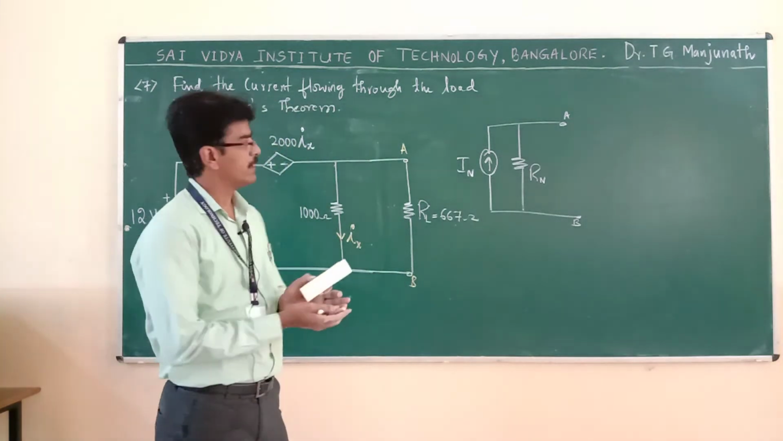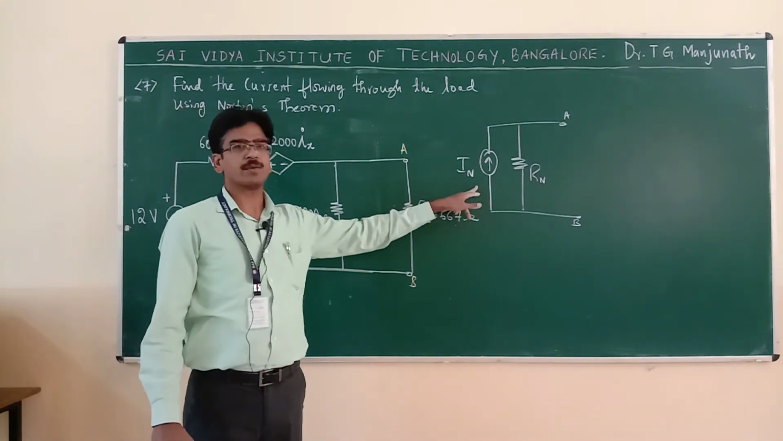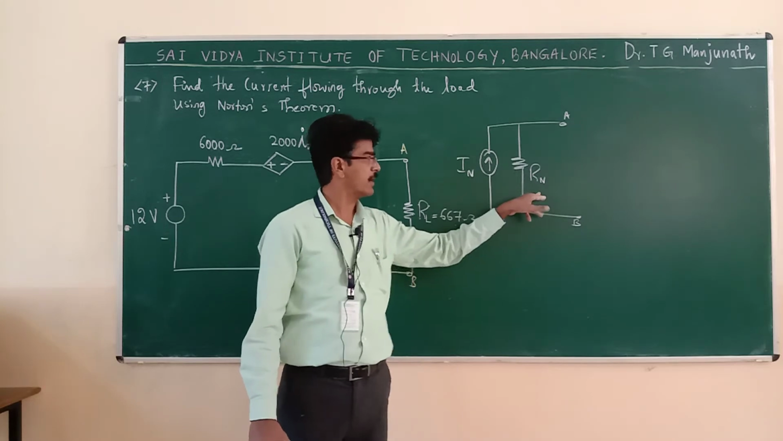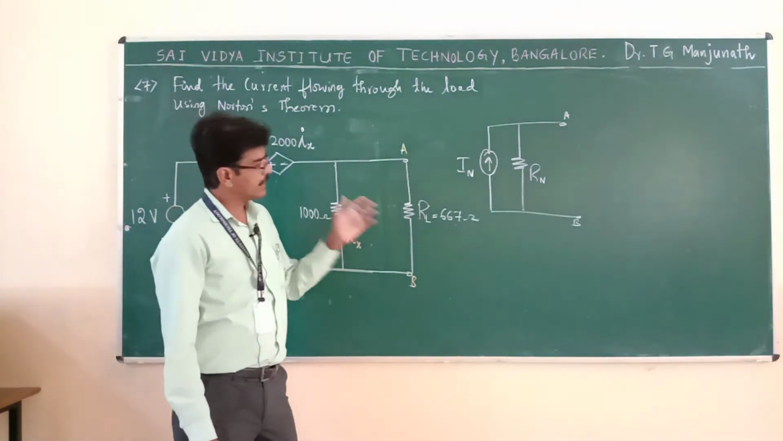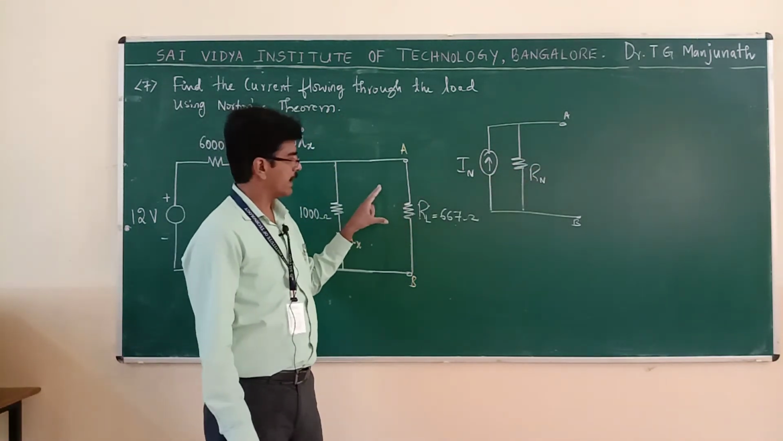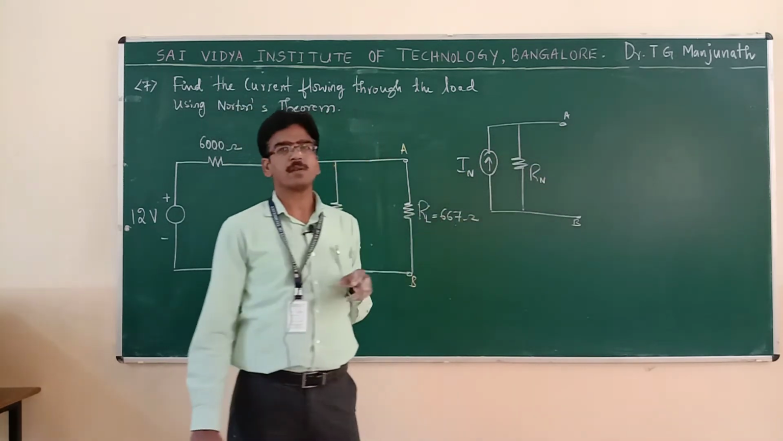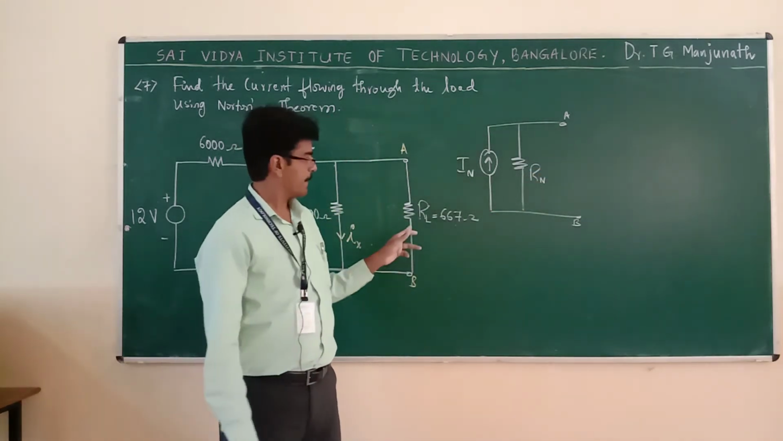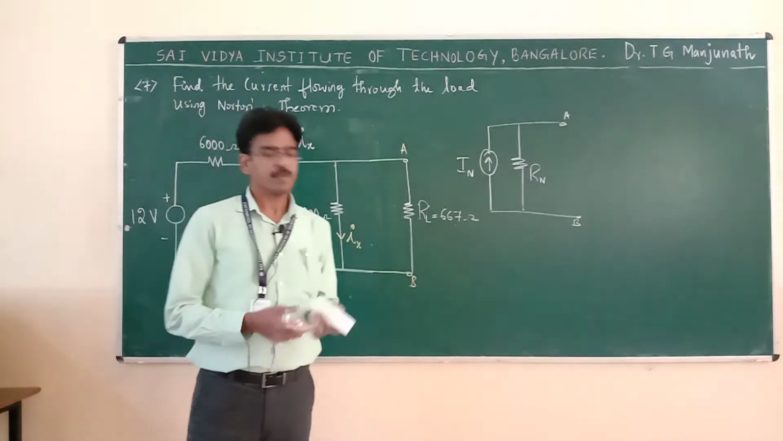So, Norton's theorem means you have to convert the given network into a single current source IN in parallel with a single resistance RN across the same load terminals A and B. Then once you get this Norton's equivalent circuit, your intention may be finding current through the load. This load will be connected across this Norton's equivalent circuit. Then by using the current division rule, you can find the current flowing through the load. That is the concept of the theorem.